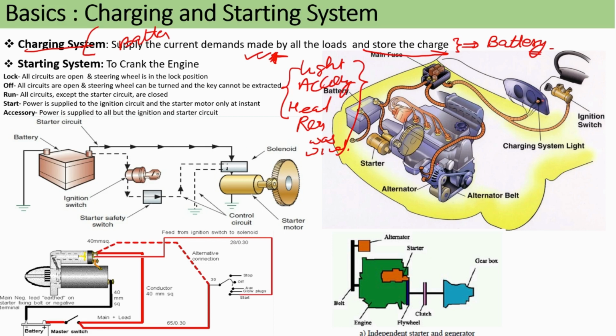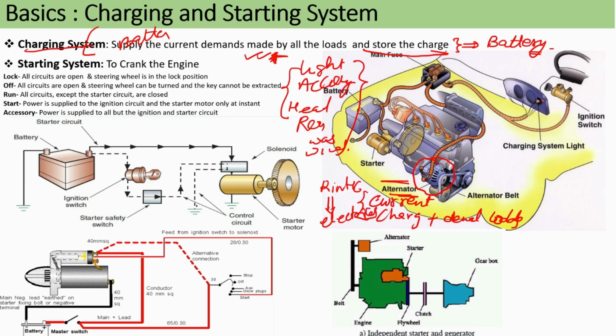The charging system is nothing but an alternator. So this is your alternator. What it does is produce the current and charge the battery plus meet the demand made by all the loads. This is the function of the alternator. The alternator converts the kinetic energy to electrical energy.